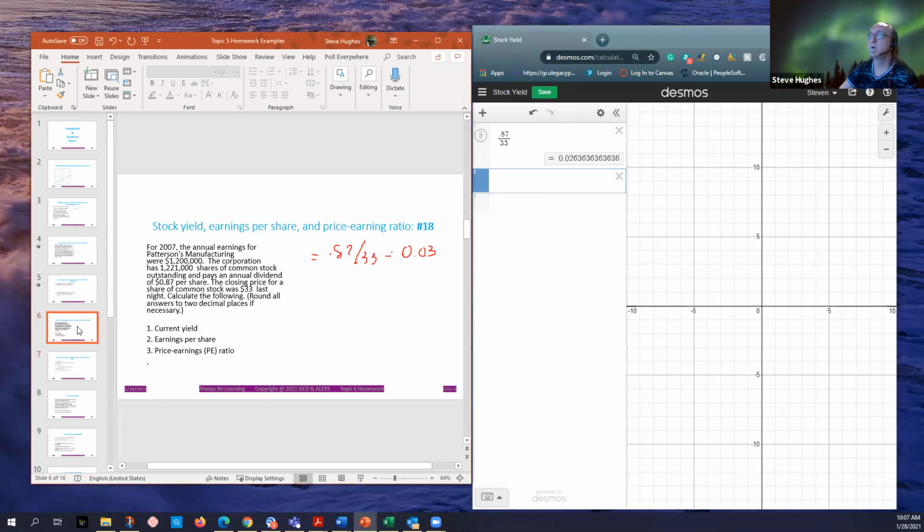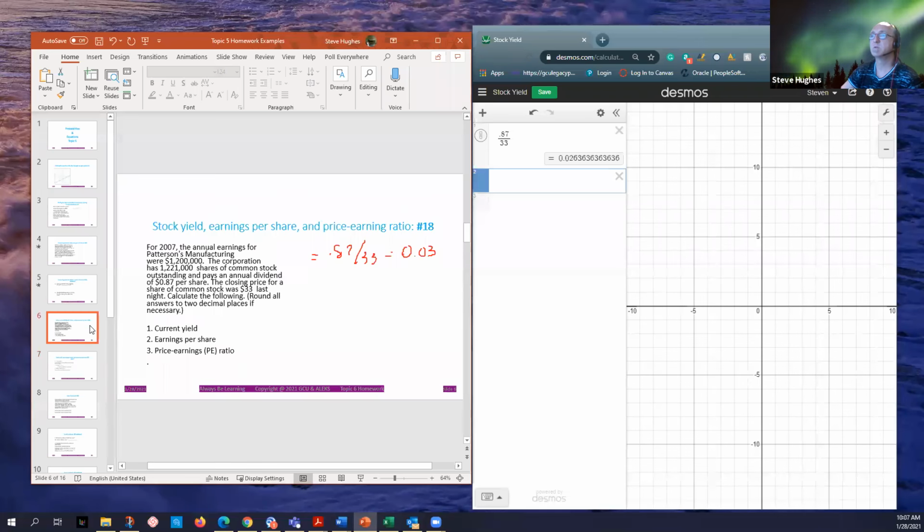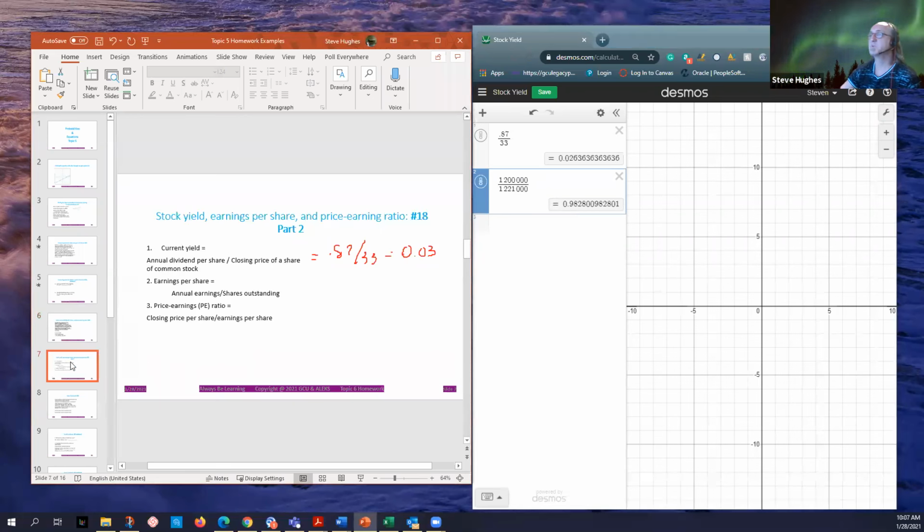It says the corporation has 1,221,000 shares of stock outstanding. So annual earnings were 1,200,000. Okay, so right here, 1,200,000, divided by 1,221,000. All right, that gives us our earnings per share. Let's write that down.